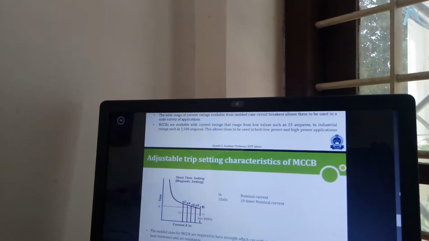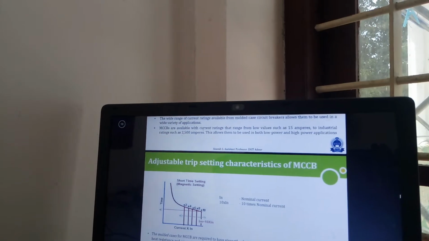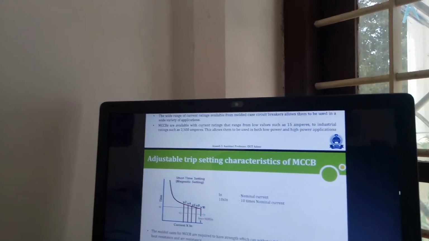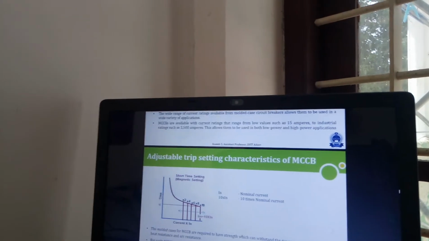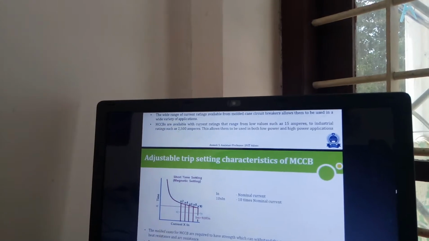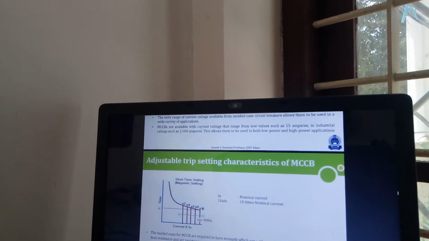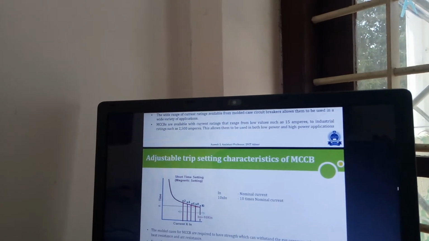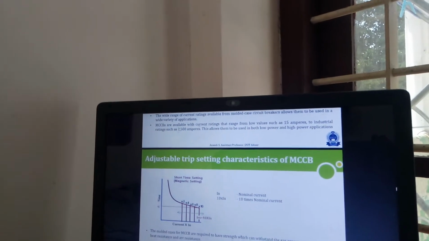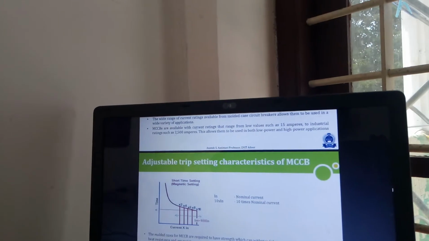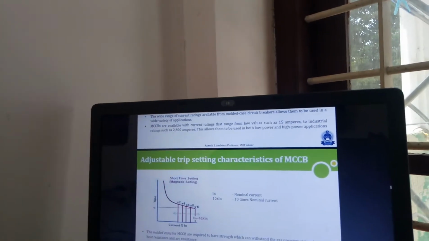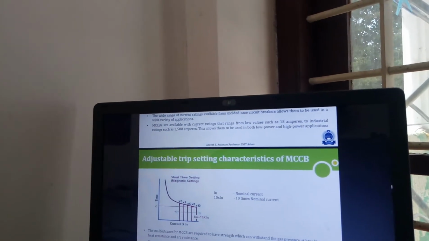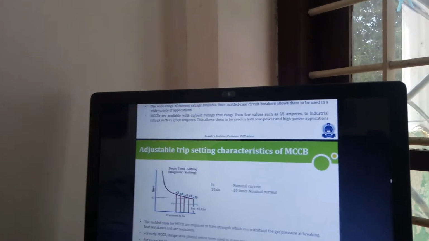You can see the characteristics curve, the adjustable trip setting characteristics of MCCB. Along the x-axis it is current and along the y-axis it is time. You can see the short circuit settings. When we change the setting from left side to right side, the nominal current value changes. You can see that it is drooping downwards.